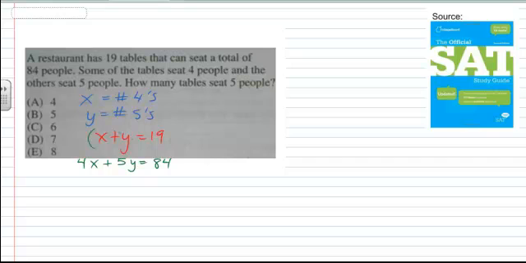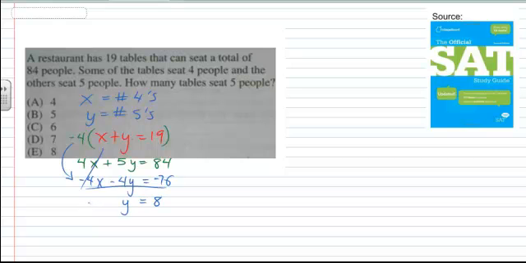Now I can take the first equation and multiply it by -4. The reason I'm doing this is because since I have 4x, I want to have -4x so my x's will cancel. When I distribute the -4, I get -4x minus 4y equals -76. Add both equations straight down, the x's cancel, and y equals 8.